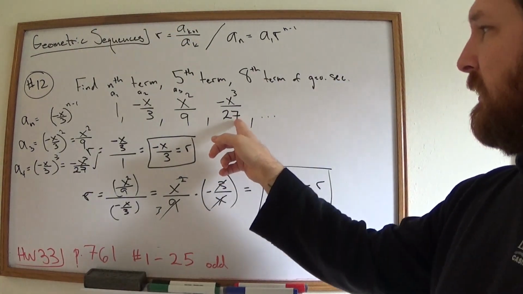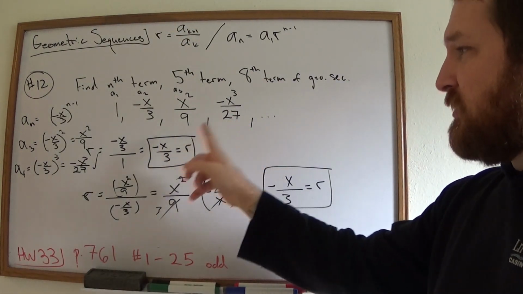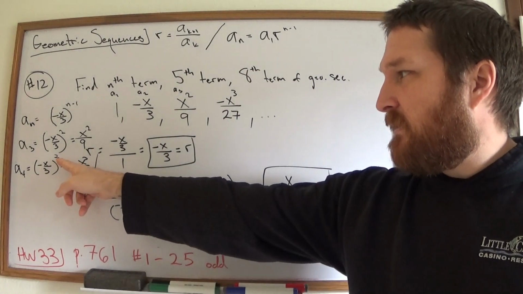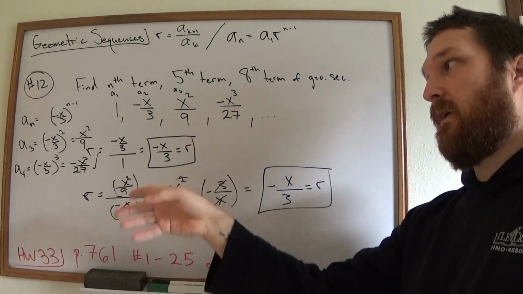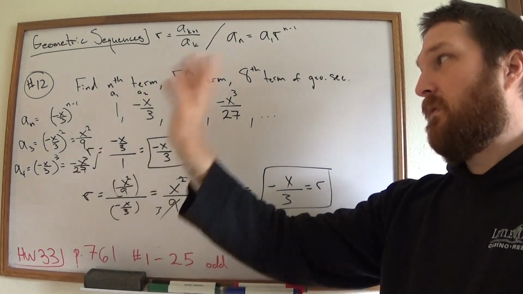As we expect, okay? So you could find the fifth by just doing this one more time, raising that to the fourth instead. Should be a positive. Should have x to the fourth on the top, whatever that times 3 is on the bottom.